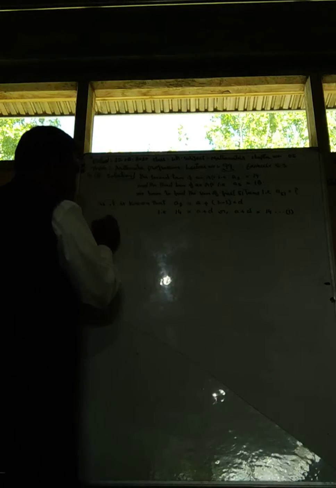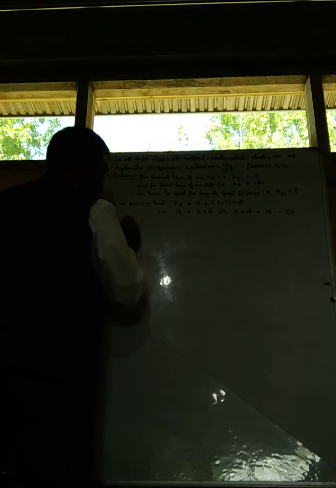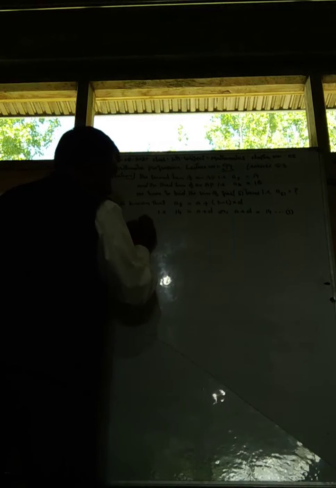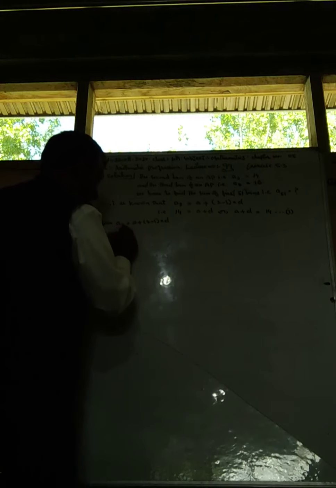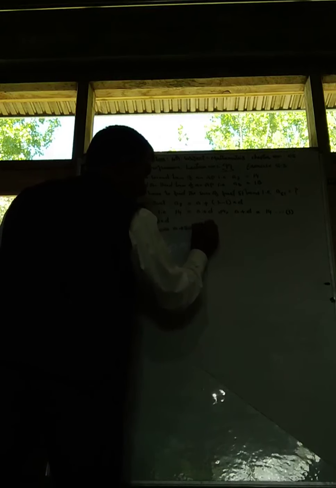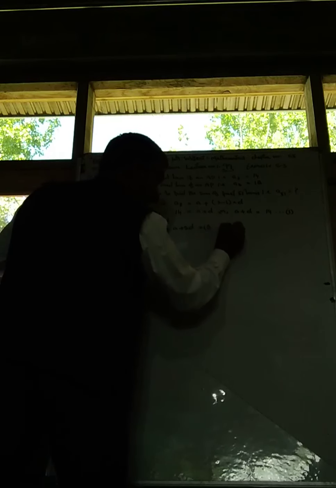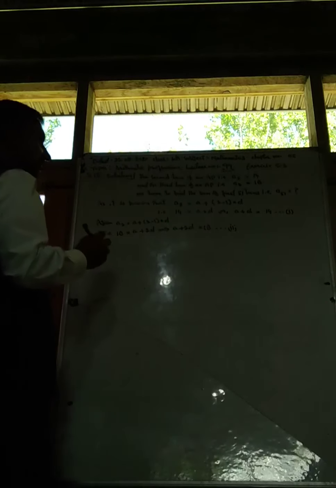Again, as we know that A3 is equal to A plus 3 minus 1 into D. That is A3. A3 is equal to 18 is equal to A plus 2D. Implies A plus 2D is equal to 18. Name it second. The second result.